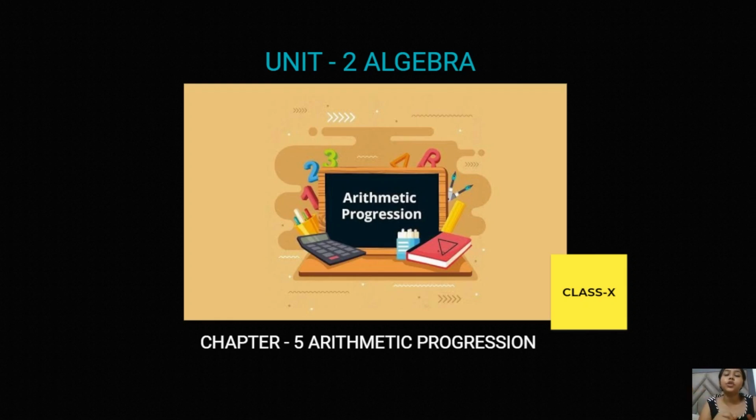So today we are going to start our chapter number 5, arithmetic progressions, and we can generally call it AP, from unit number 2, algebra.